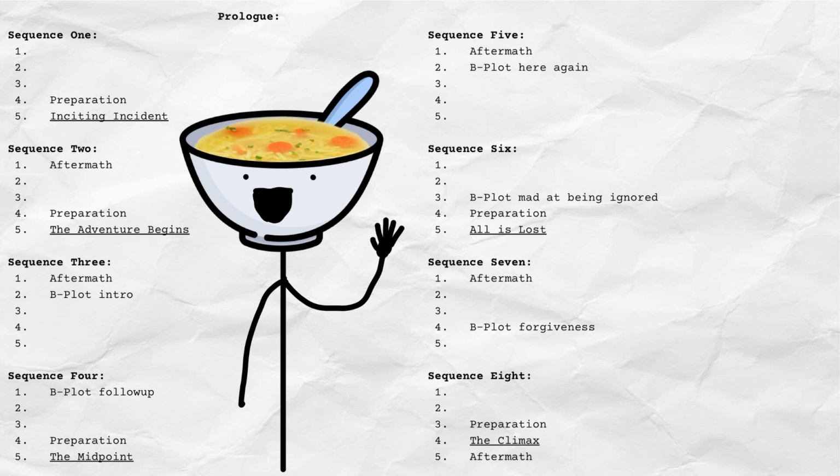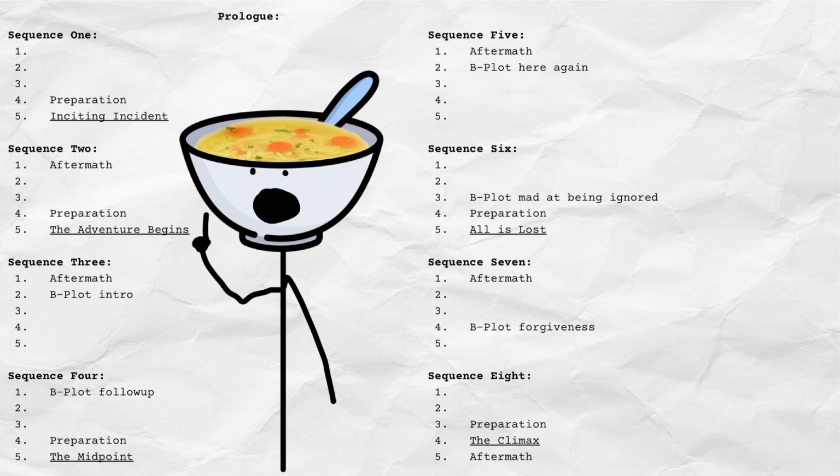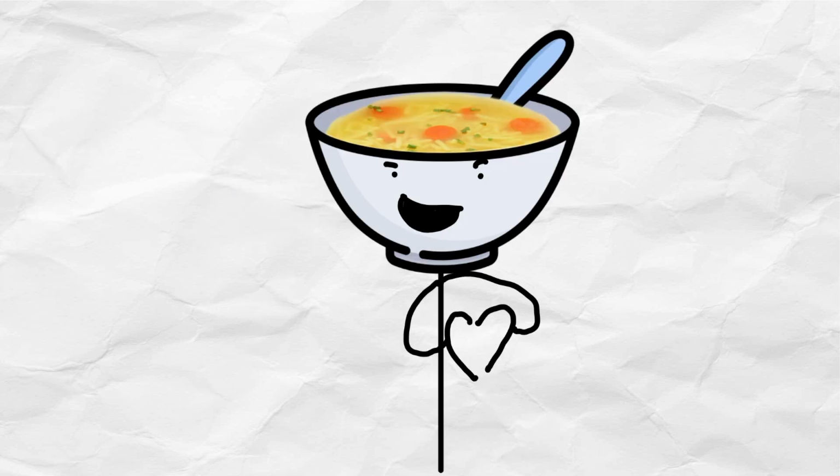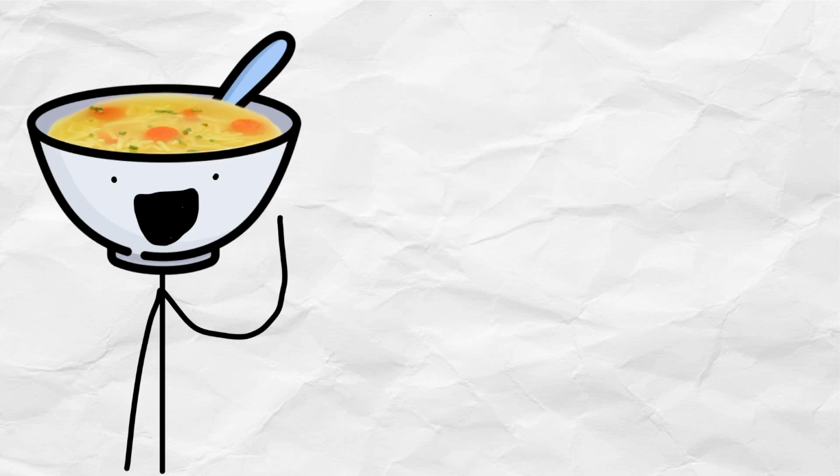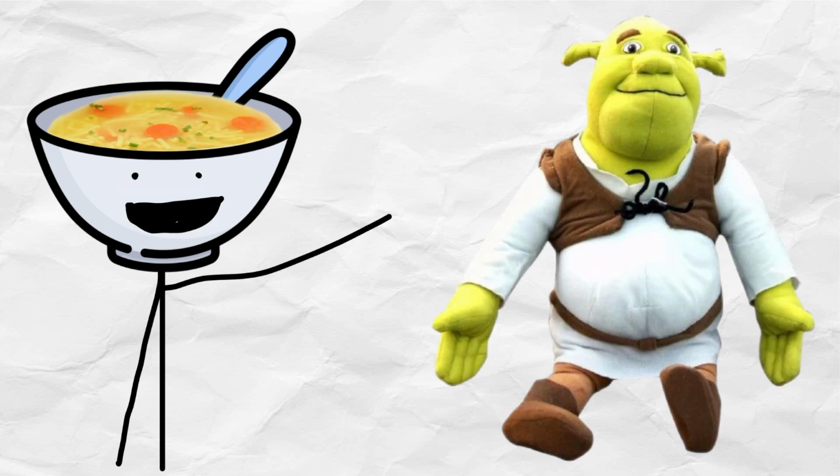So, 8 sequences, 5 things each, important beats marked, prologue if we need it. Now you know what to do, but just because I love you guys, I'm gonna quickly take you step by step through the process of using this outline, and once again, I'm gonna pretend that I'm writing for the very first time the Oscar-winning motion picture Shrek.